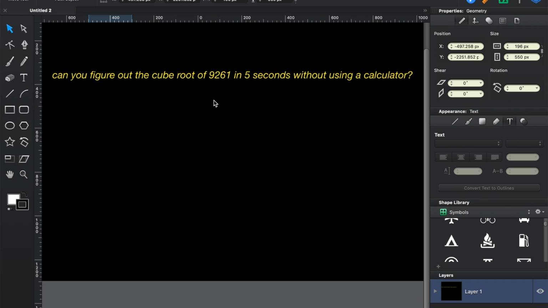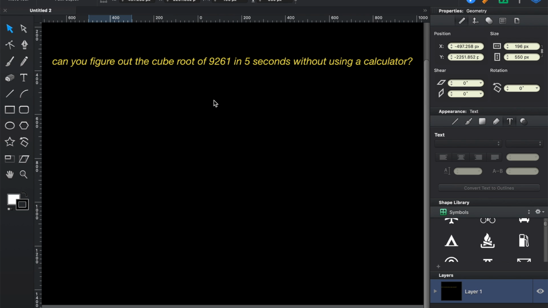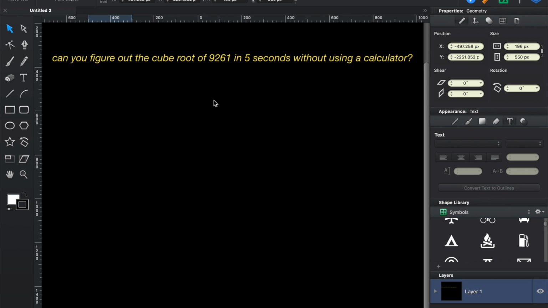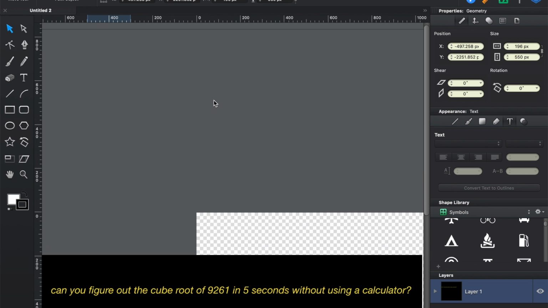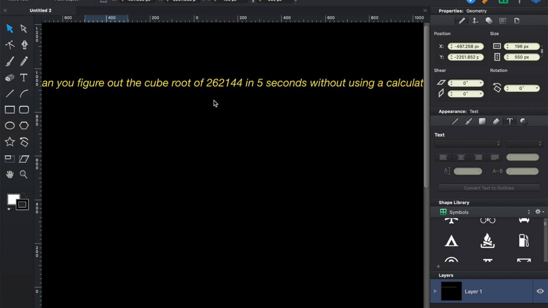Here's an even harder one. Can you figure out the cube root of 9,261 in 5 seconds without using a calculator? Okay, 5 seconds starts now. Okay, 5 seconds is up. If you got that correct, you should have gotten the correct answer of 21. Now, I'm guessing not many of you got that, but I'm going to show you an even tougher one.